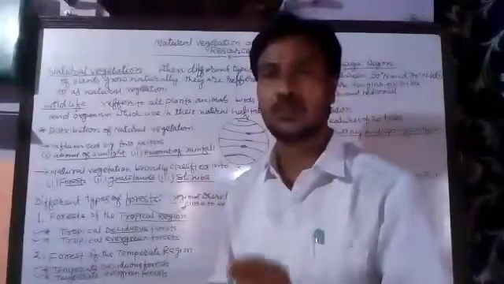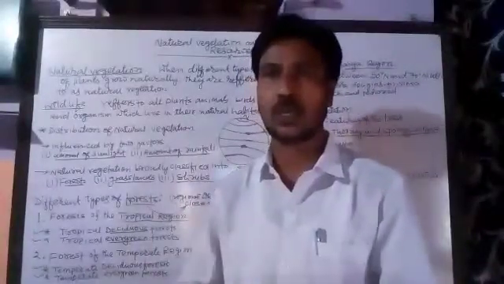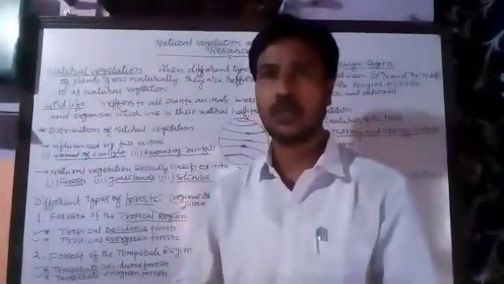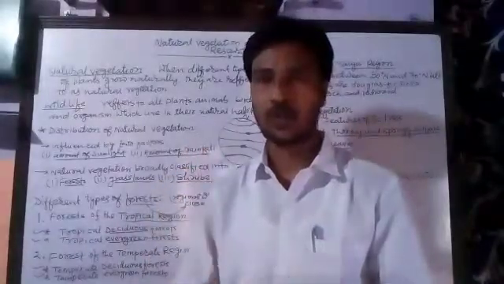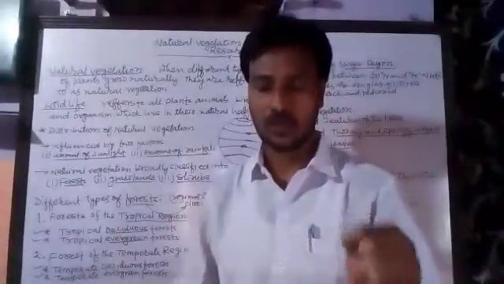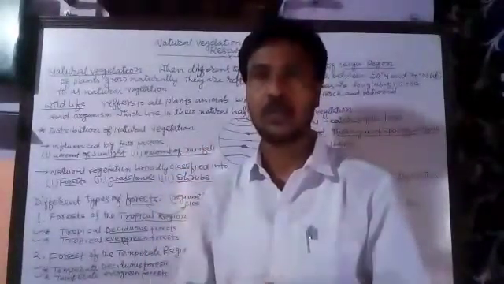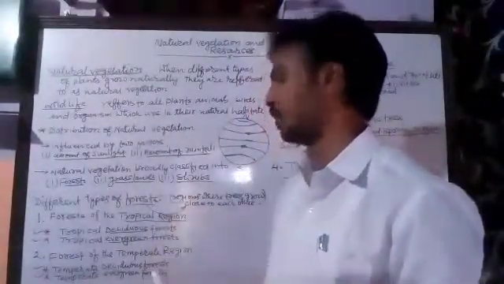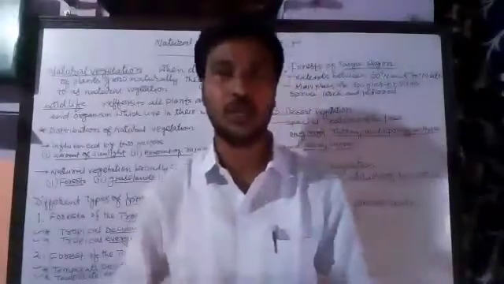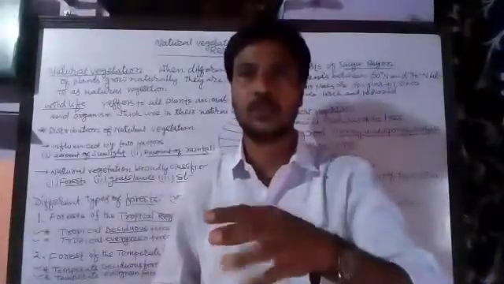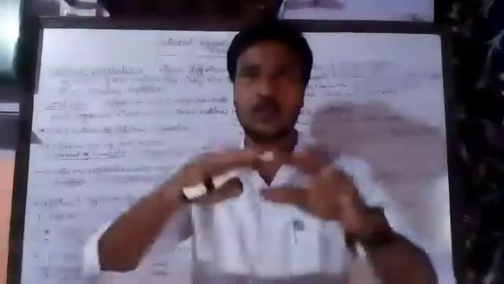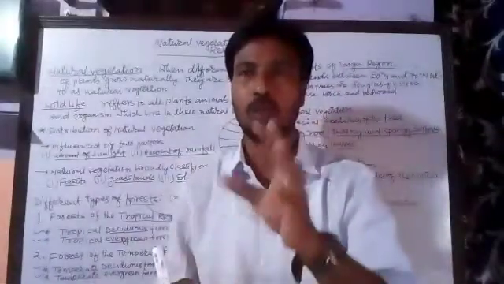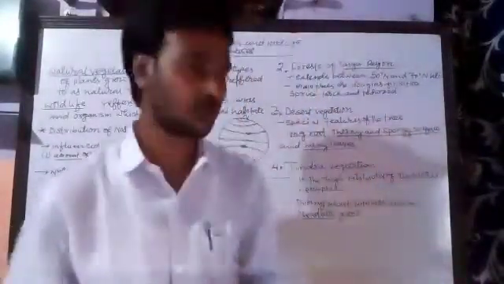Some of the trees of this tropical deciduous forest are sal, sesame, rosewood, sandalwood, and teak. These are the different types of trees of this forest. Most parts of India, especially Madhya Pradesh, Andhra Pradesh, Jharkhand, and this middle part of India, have a tropical deciduous type of forest.